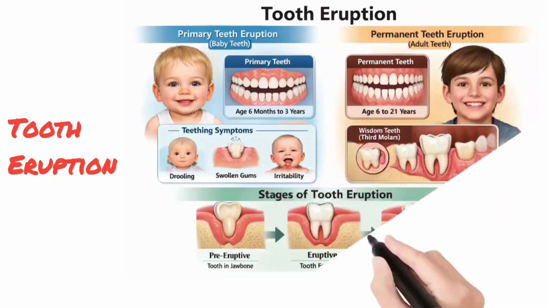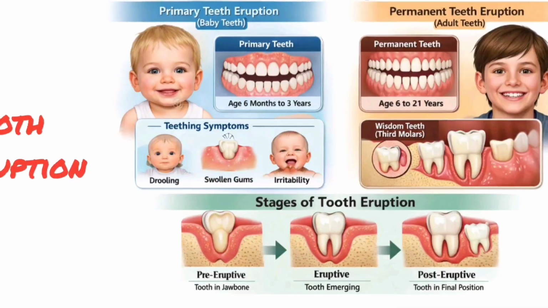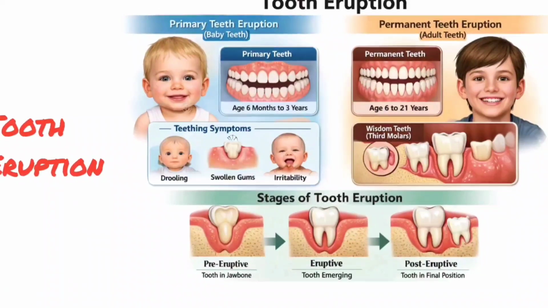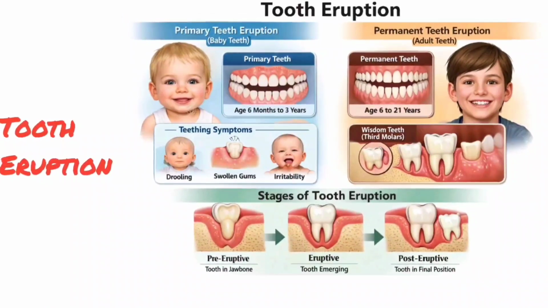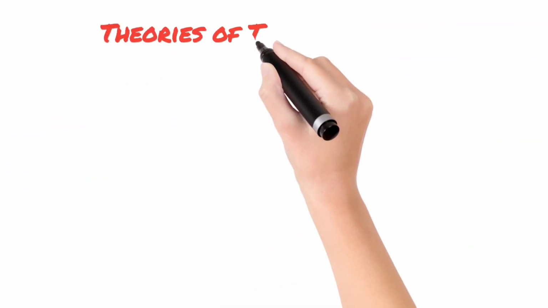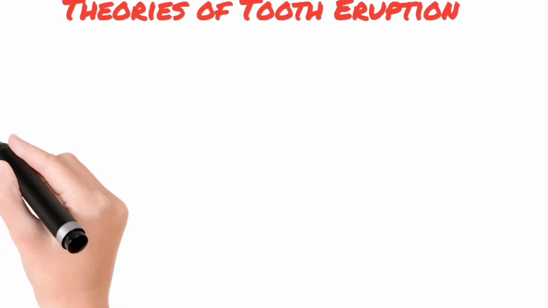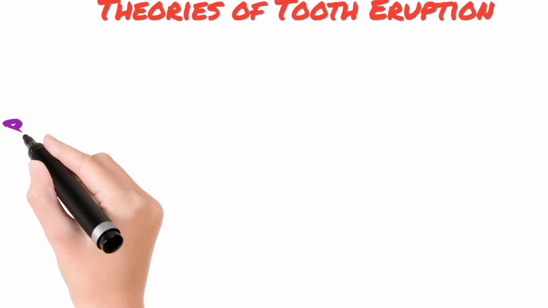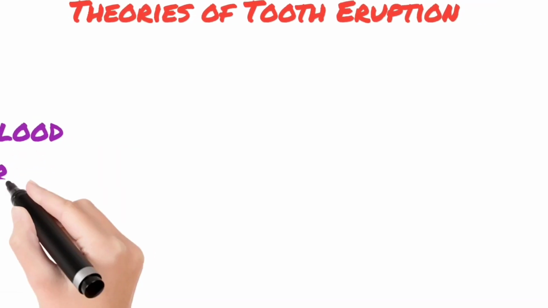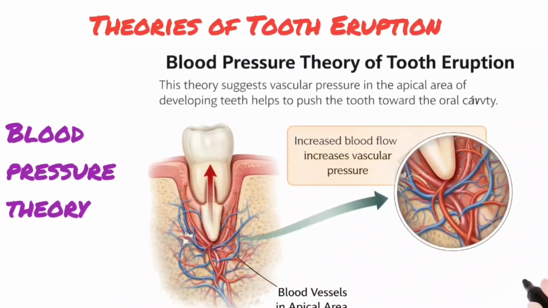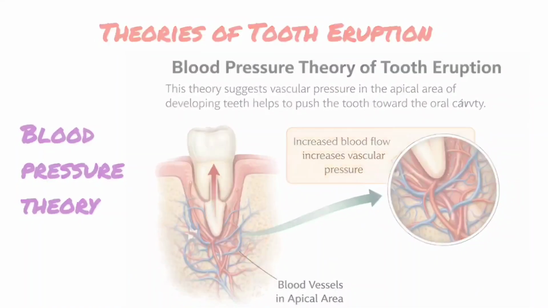Tooth eruption is the axial movement of the tooth from its developmental position in the jaw to its final position in the oral cavity, and it has 3 stages: preeruptive, eruptive, and post-eruptive. Theories of tooth eruption: blood pressure theory, root growth theory, hammock ligament theory. The tissue around the developing end of the root is highly vascular. This vascular pressure is believed to cause the axial movement.